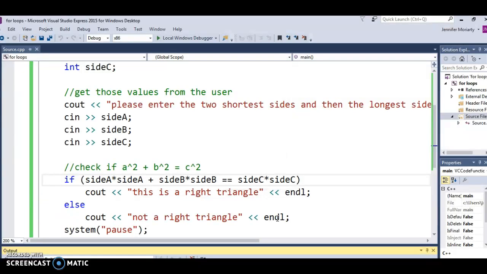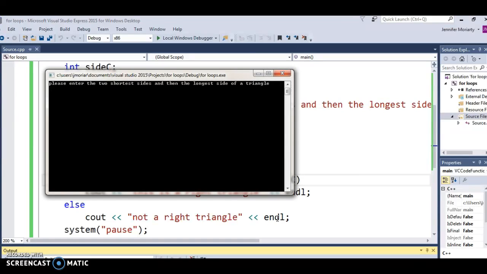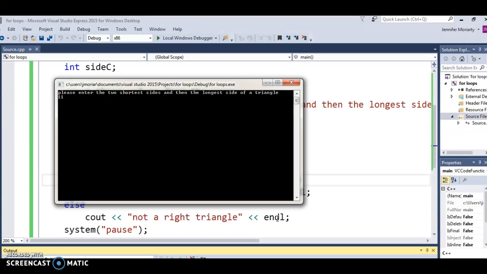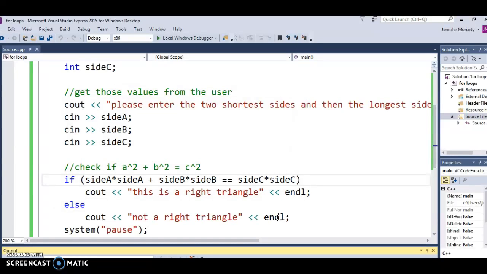Let's test it just a couple more times to be sure. I know that 6, 8, 10 is a right triangle, so let's double check that that's the correct amount. Yup. And then let's check 11, 7, and 39, not a right triangle. Sweet. So you definitely want to check this a couple times.